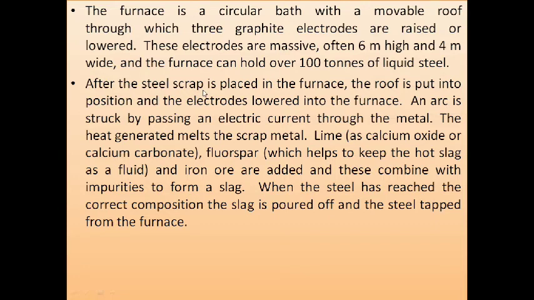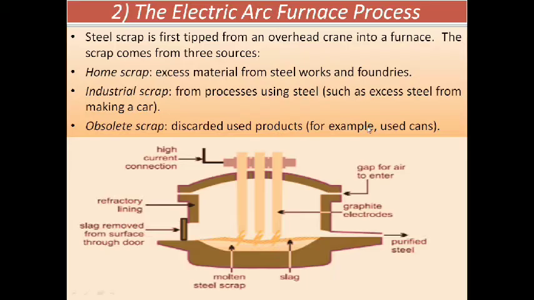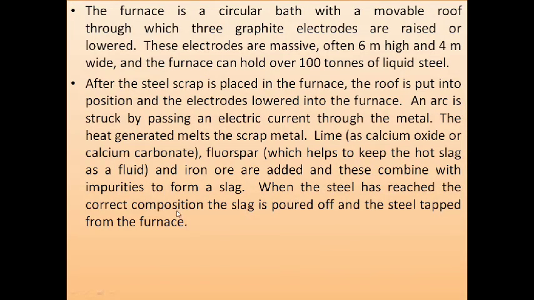After the steel scrap is placed in the furnace, the roof is put into position and the electrodes are lowered into the furnace. An arc is struck by passing an electric current through the metal. So the high electric current is passed through the graphite electrodes. The heat generated melts the scrap metal.